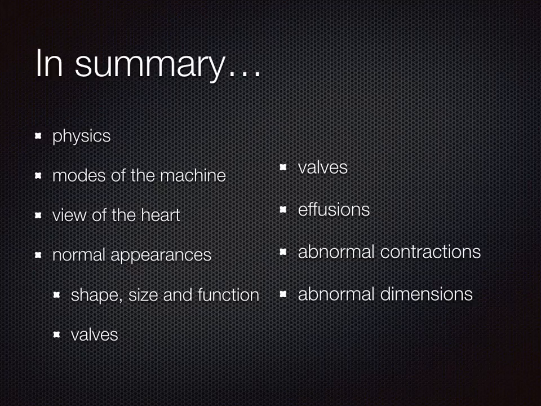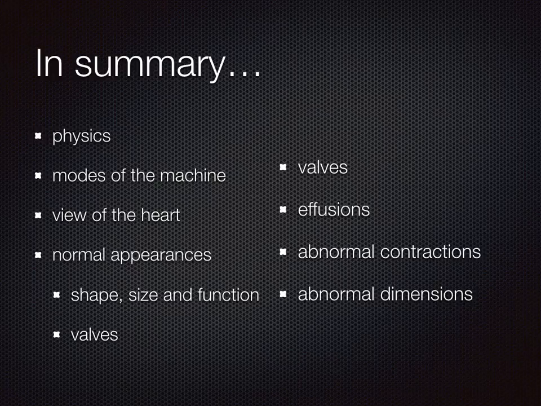We've looked at the views of the heart, so we've covered the parasternal views, which is along a short axis. We've covered the apical views, which has included the 4, 2, 5 and 3 chamber ones. We've also looked at the subcostal 4-chamber view as well. So 3 locations to look at the heart, and we've also looked at the normal appearances. So we know the normal shape, size and function.